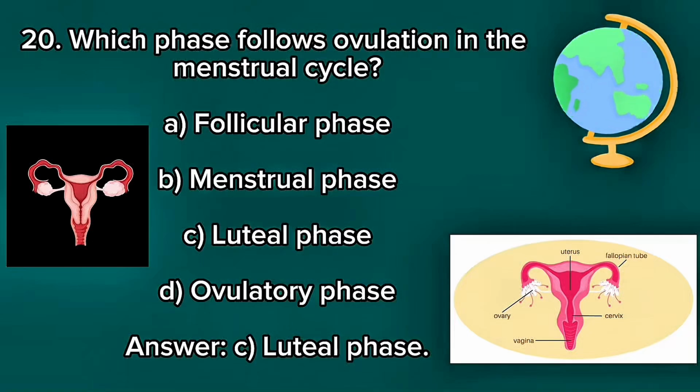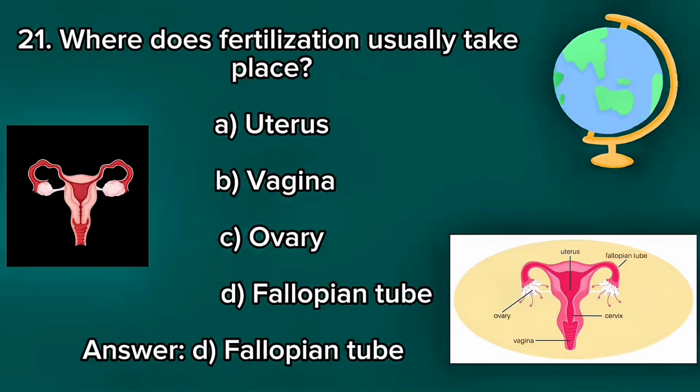20. Which phase follows ovulation in the menstrual cycle? A. Follicular phase, B. Menstrual phase, C. Luteal phase, D. Ovulatory phase. Answer, C. Luteal phase. 21. Where does fertilization usually take place? A. Uterus, B. Vagina, C. Ovary, D. Fallopian tube. Answer, D.